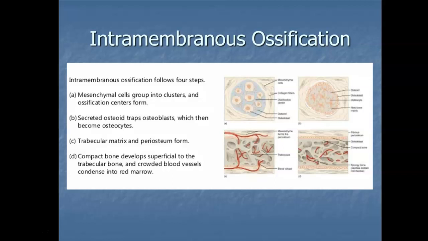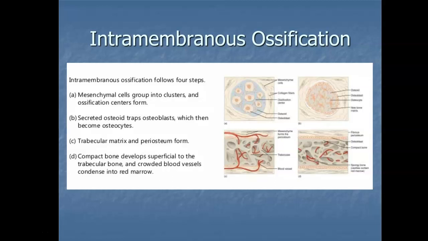The first is intramembranous ossification. This is when compact and spongy bone develop directly from sheets of connective tissue, basically sheets of those mesenchymal cells that we talked about. Remember, those were the cells that would eventually turn into cartilage. There will be sheets of these cells that bone will develop directly on.